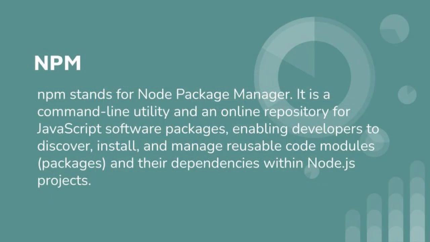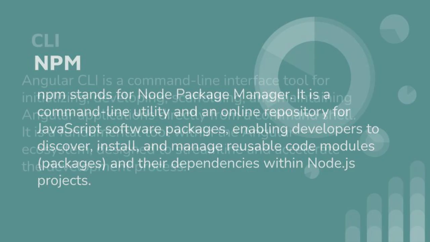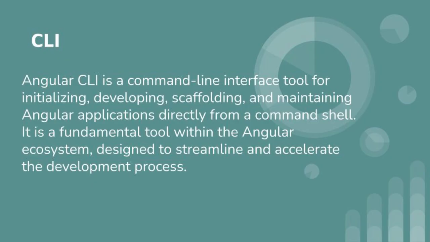So, NPM stands for Node Package Manager. It is a command line utility and an online repository for JavaScript software packages, enabling developers to discover, install, and manage reusable code modules, packages, and their dependencies within Node.js projects. And Angular CLI is a command line interface tool for initializing, developing, scaffolding, and maintaining Angular applications directly from a command shell. It is a fundamental tool within the Angular ecosystem designed to streamline and accelerate the development process.